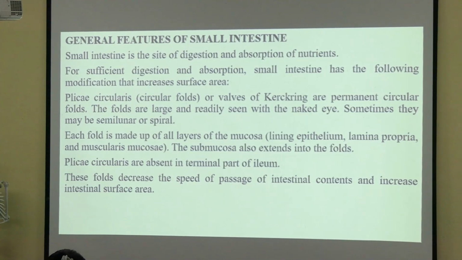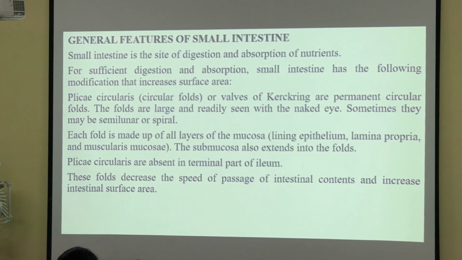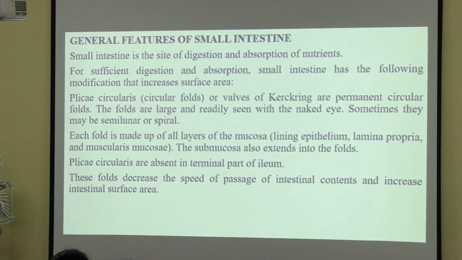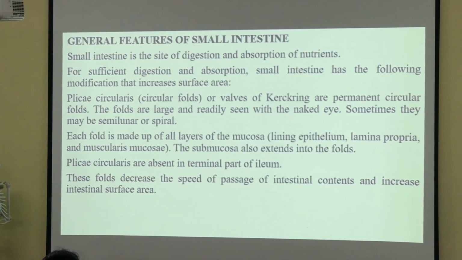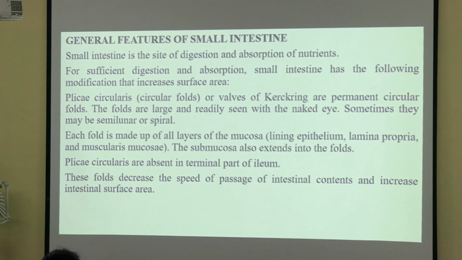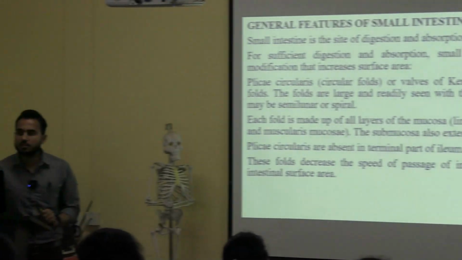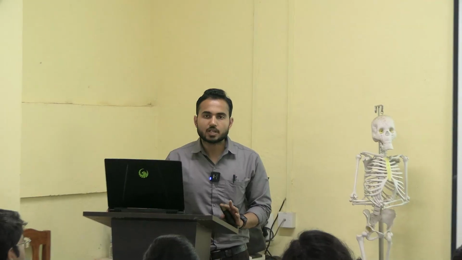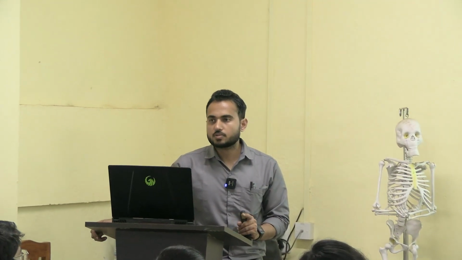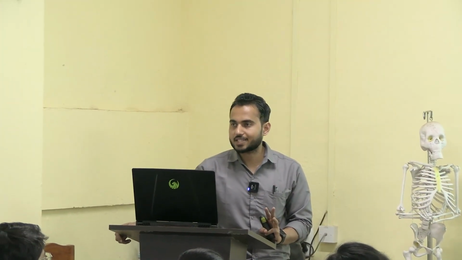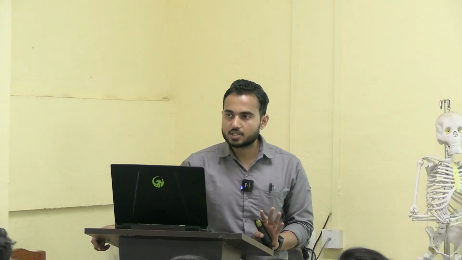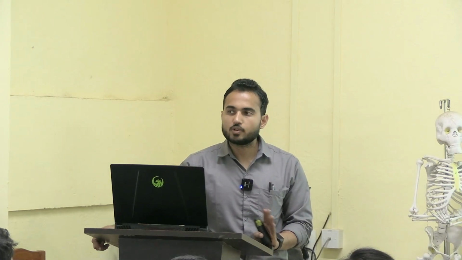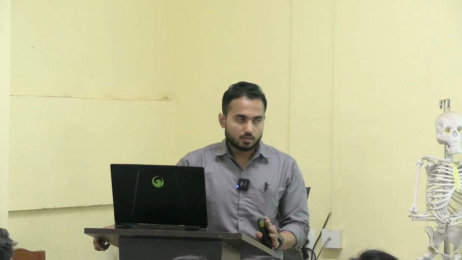Okay, so I'll start with the general structure of small intestine. That means the microscopic structure of small intestine, and after that large intestine. So we know that small intestine and large intestine are both part of GIT. That means those four basic layers will be present. So what are those four basic layers? Mucosa, submucosa, muscularis externa, serosa or adventitia. Those four basic layers will be present.